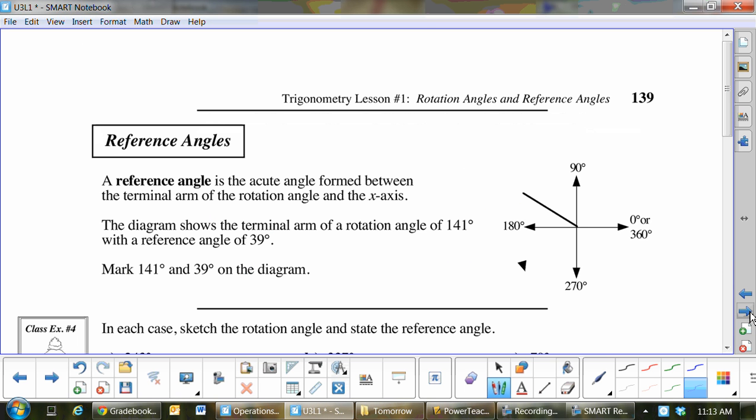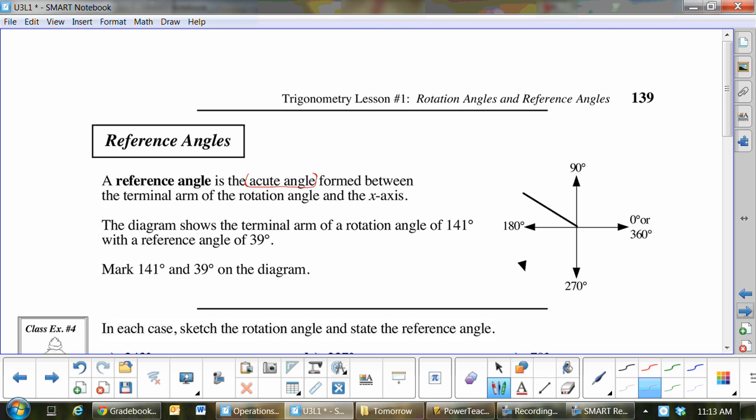Now, next one, we're going to talk about reference angles. This is totally new for you as well. Now, the reference angle, remember these definitions are purposely made to mess with your head. It's an acute angle formed between the terminal arm of the rotation angle and the x-axis. Okay? Now, if you don't know where the terminal arm, rotation angle, and x-axis are, reference angle is going to be a little obscure. But let's take it in pieces here.